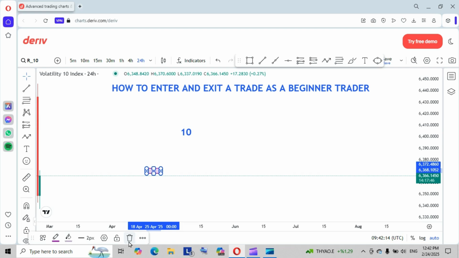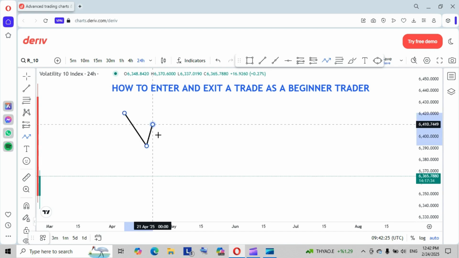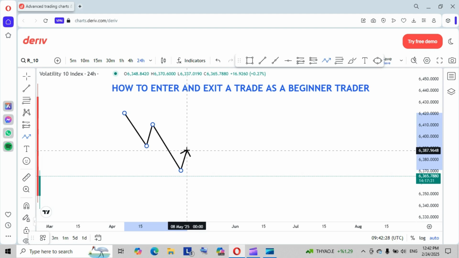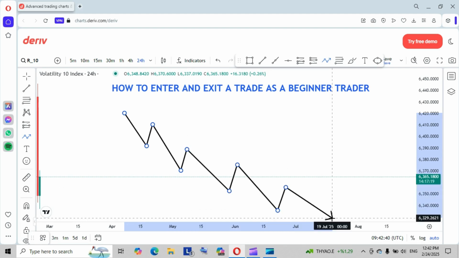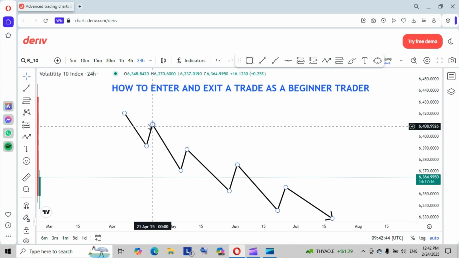So let's see the bearish structure, when the sellers are in control. How do you know the sellers are in control? You are going to see lower low, lower high, lower low, lower high, lower low, lower high. You will see this in the live chart shortly. So lower low again, and we have another lower low.